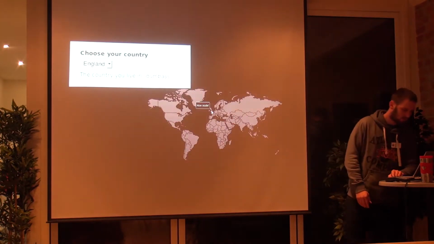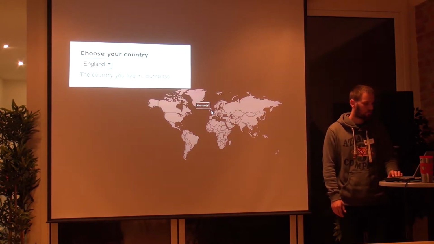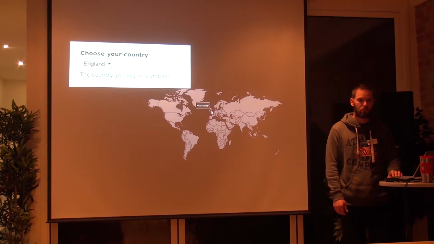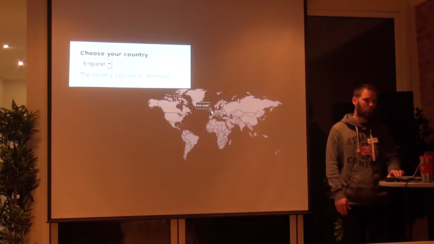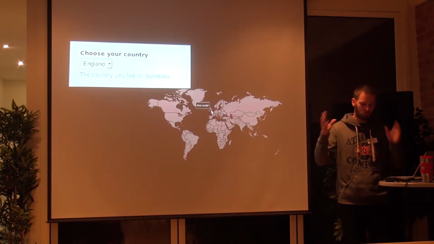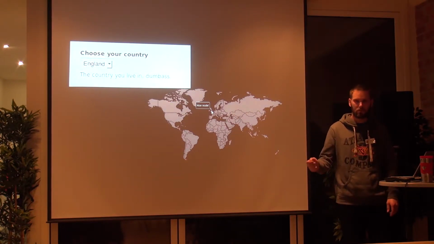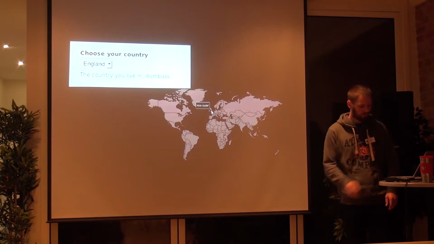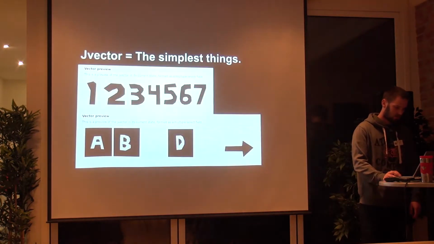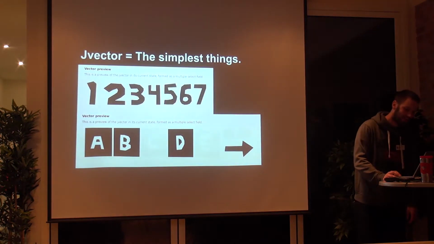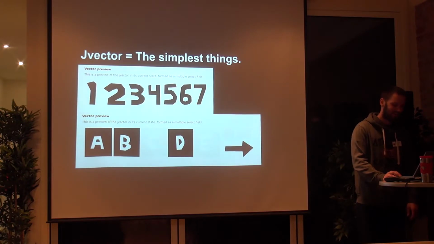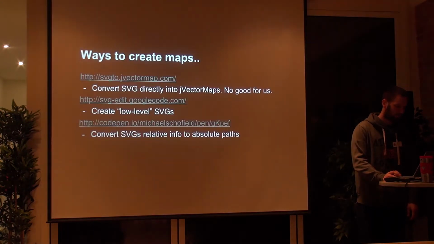So you would translate a choose your country select field to a map like this, for example. So really simple. It's just drop in the SVG, enable it on the field, and you have this. And I'm not a designer.